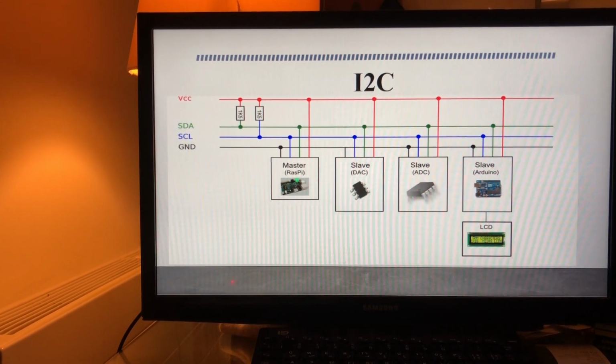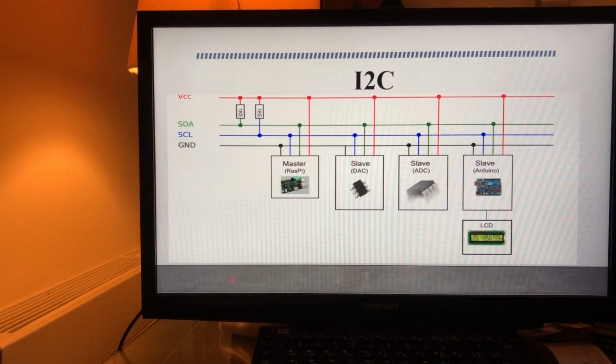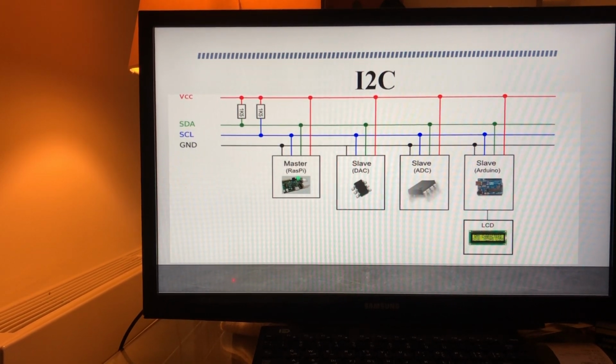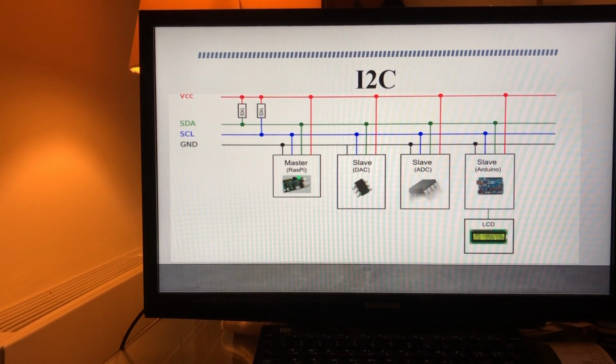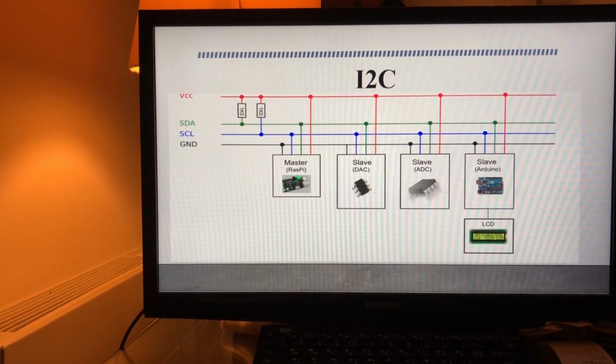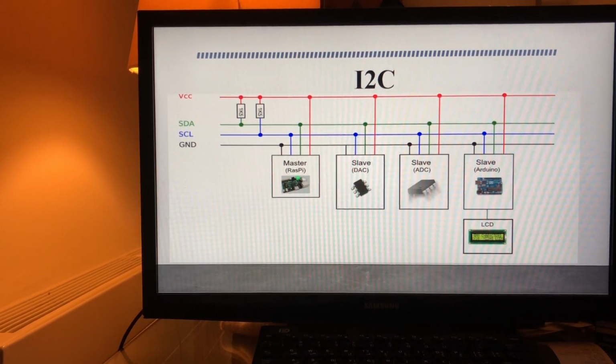The disadvantage of this protocol is short communication distance, a maximum of 4 meters, and low speed, up to 400 kilohertz.